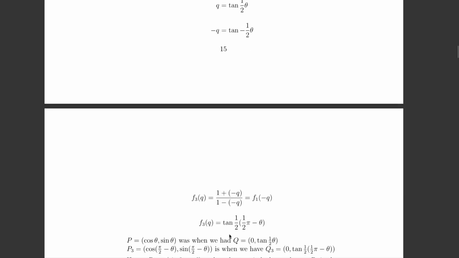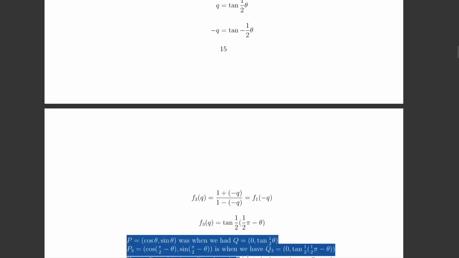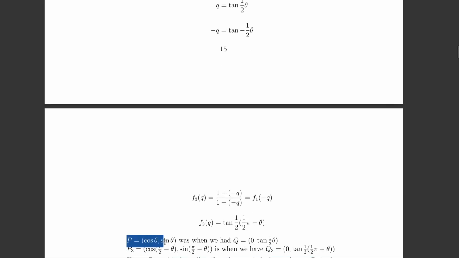Hopefully that made sense. Anyway, that just corresponds to, oh yeah, I had this whole explanation. So if we imagine that P is equal to the point cos theta and sine theta when we had Q as tan of theta over 2, that means P3 has to be this, when Q3 is tan of a half times pi over 2 minus theta, because we just substitute the new value of theta into cos and sine. So you get something like this.